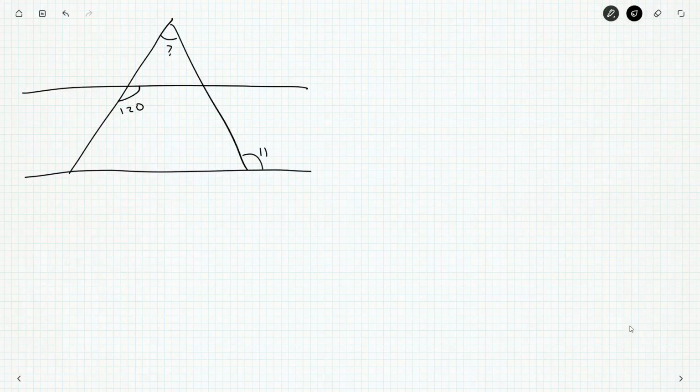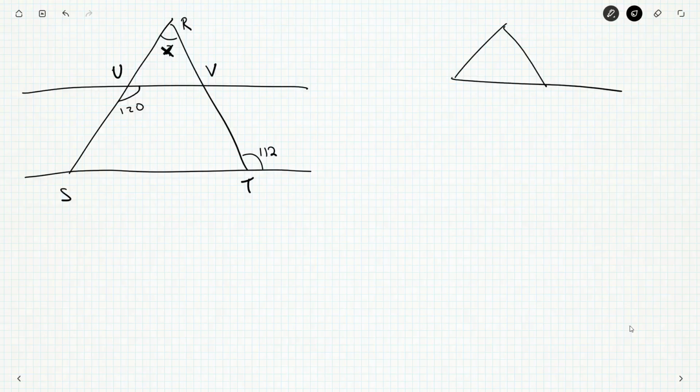Okay. So what in the world can I do? Well, I noticed that this 112 is an exterior angle to our triangle. We've got S, U, V, T, and R here. Let's call the angle that I want to find X. A nice little trick with triangles is that the exterior angle is the sum of the two opposite interior angles. So if I had a little y here down at the S, X plus Y would be 112.